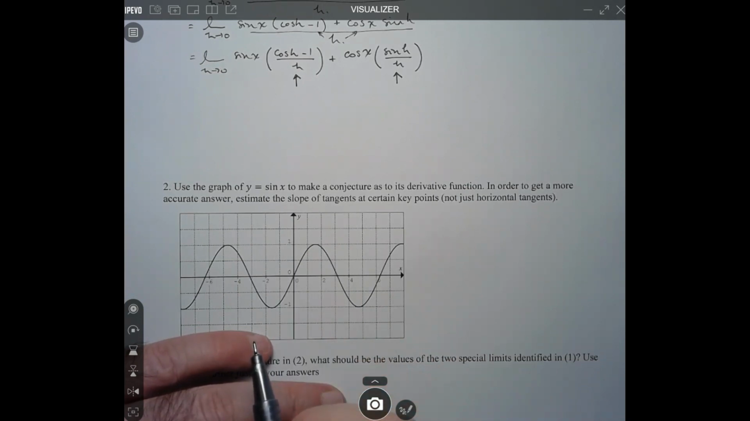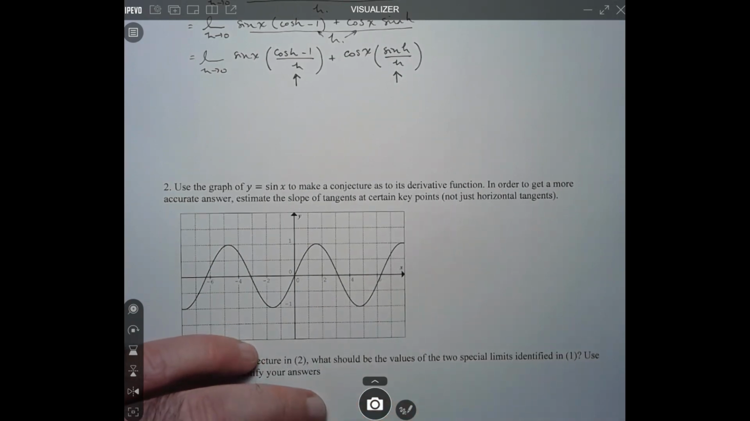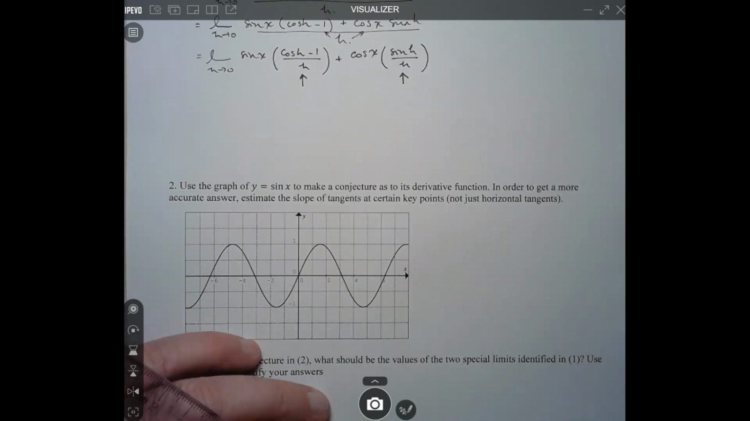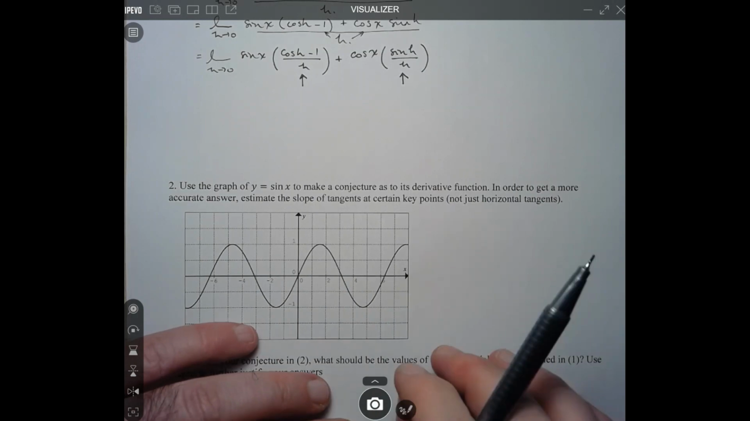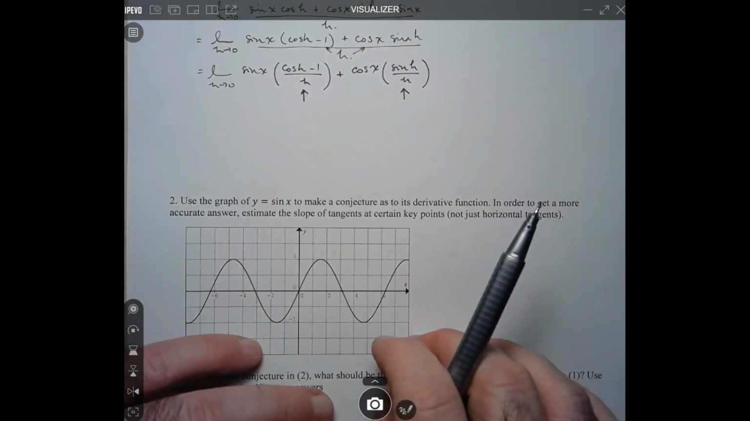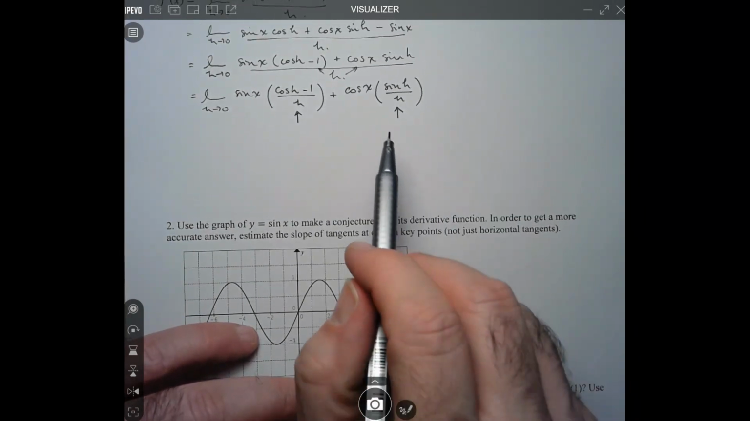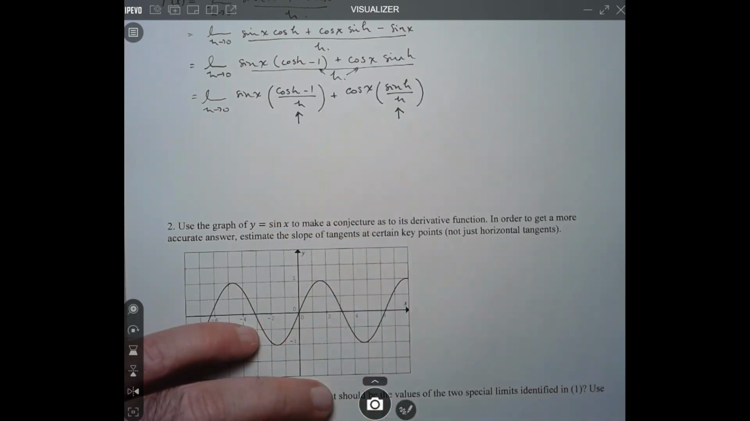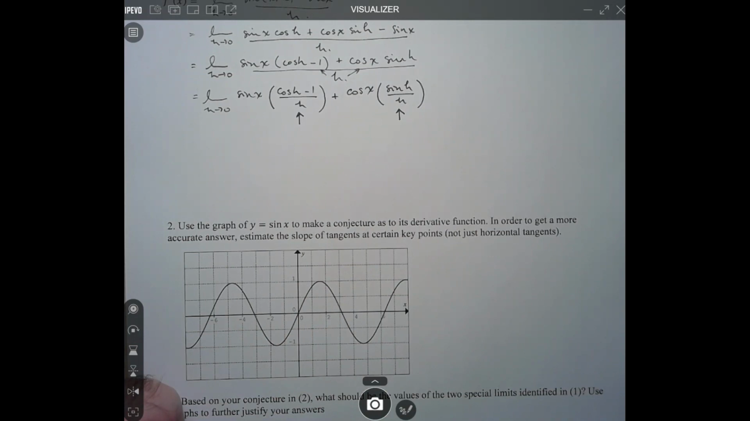Use some other key points on the graph of sine x. Okay, so think about what the key points might be along the curve sine x, and I want you to actually take a ruler and draw tangent lines as best as you can, approximate the slopes of those tangent lines, and then plot those points on the graph to see if you can figure out what the derivative should look like, and see if that helps you figure out the value of these important limits. All right, so take some time to do that.